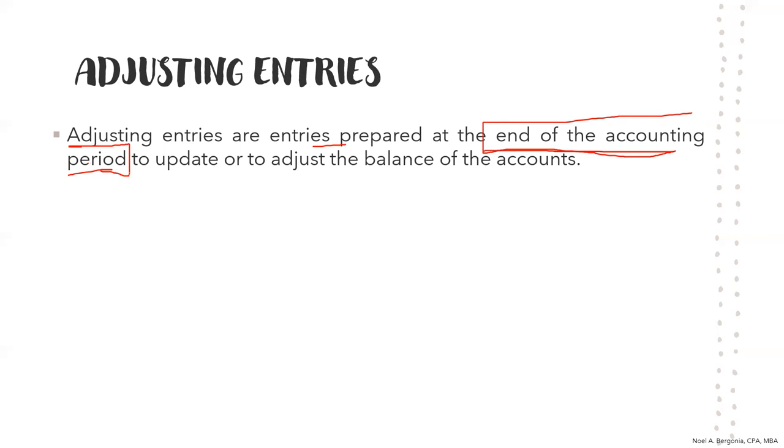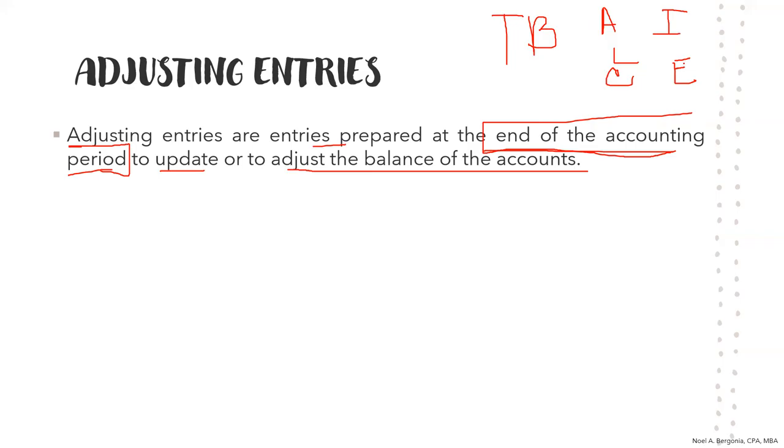And what's the purpose of this adjusting entry? Bakit kailangan natin siyang i-record at the end of the accounting period? It is for updating or adjusting the balance of our accounts. Okay, so kung naalala ninyo, di ba, we have prepared our trial balance. And in the trial balance, di ba, we have already the balances of our assets, liabilities, capital, your income, at saka expenses. Di ba? Arranged based on the sequence. Now, those balances are typically the balances out of the transactions during the month.